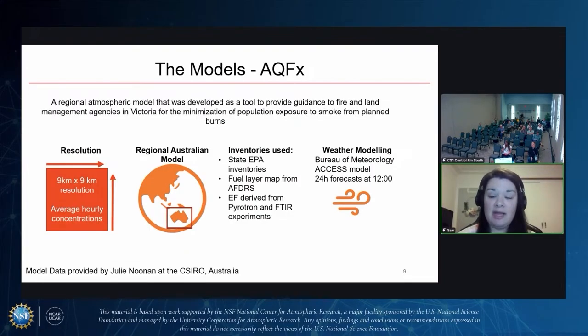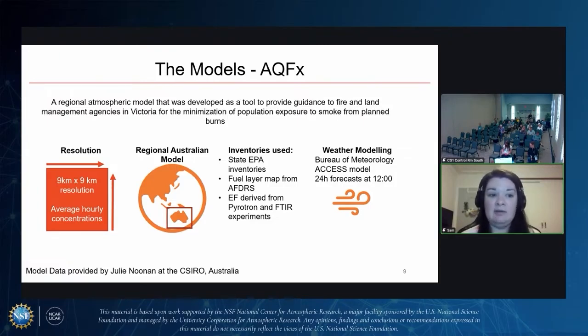I plan on comparing 3 models in this work to the point-based data, but at this time I have information for 2 of those models. The one that I do not have information on at the moment is the WRF-CMAQ model, which I'm currently in the process of running with the New South Wales DPE, one of our government departments. But I'll give you some context on the AQFx.